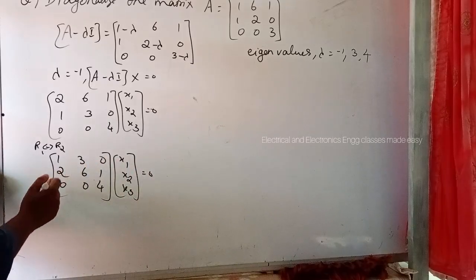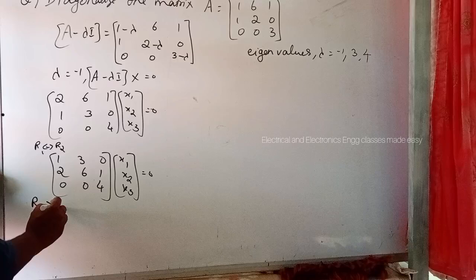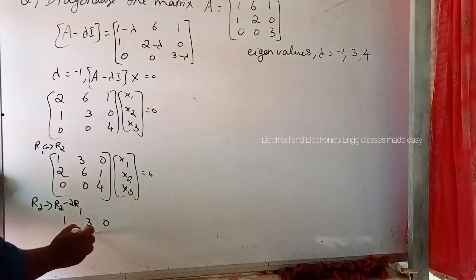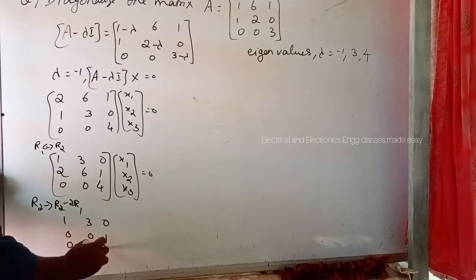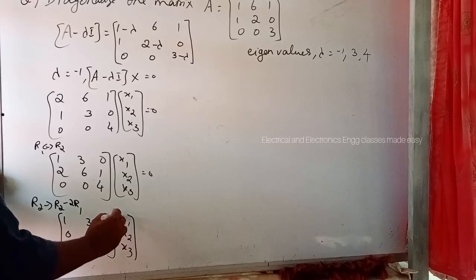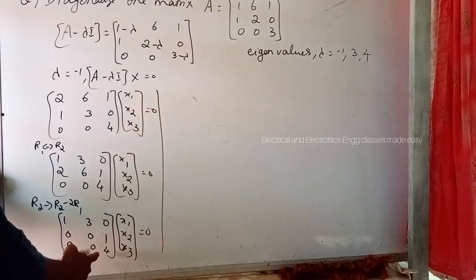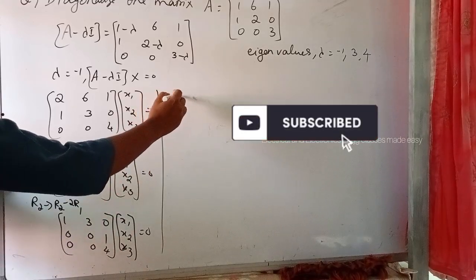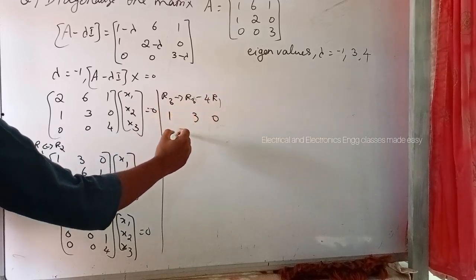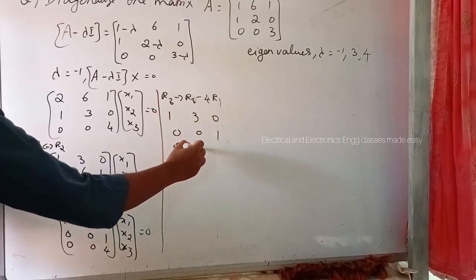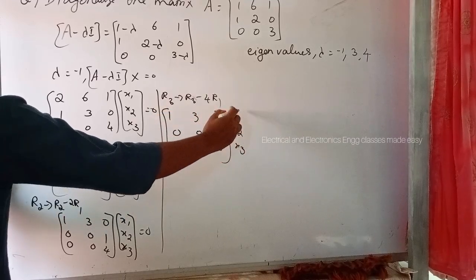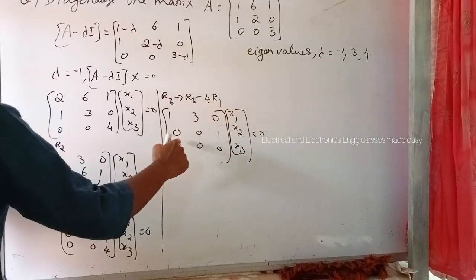Now let us make this element 0, that is R2 implies R2 minus 2 times R1, that is [1, 3, 0; 0, 0, 1; 0, 0, 4] into x1, x2, x3 equal to 0. Now let us make this element 0, that is R3 implies R3 minus 4 times R1... that is R3 minus 4 times R2, giving [1, 3, 0; 0, 0, 1; 0, 0, 0] into x1, x2, x3 equal to 0.